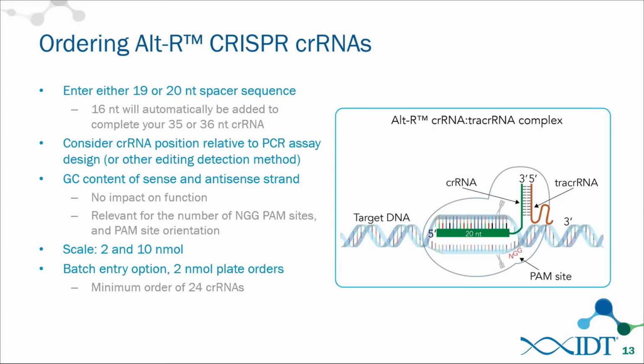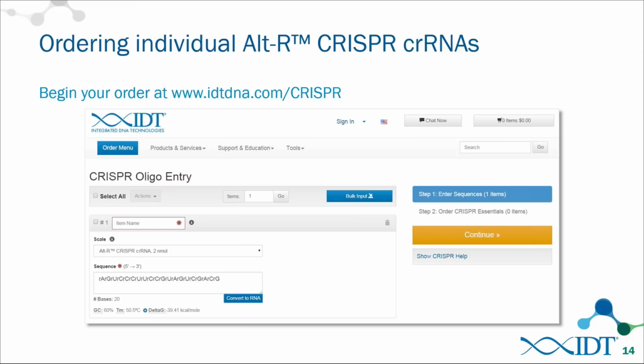The scale for the crRNAs that are offered are 2 and 10 nanomole deliverables, and there's also a batch entry option in which at the time of order you can order 2 nanomoles of crRNAs on a plate as long as you make a minimum order of 24 crRNAs. The ordering site then can be found at idtdna.com/CRISPR.